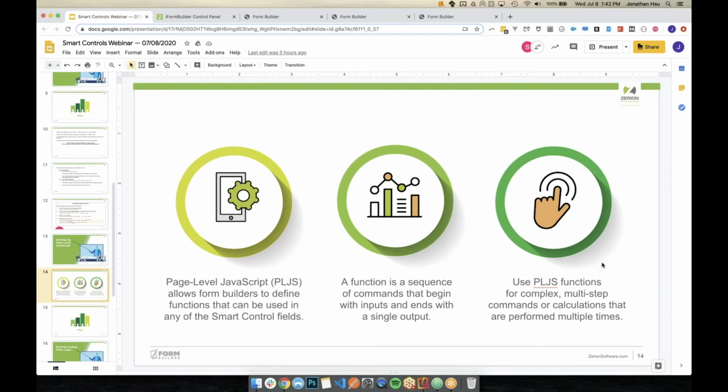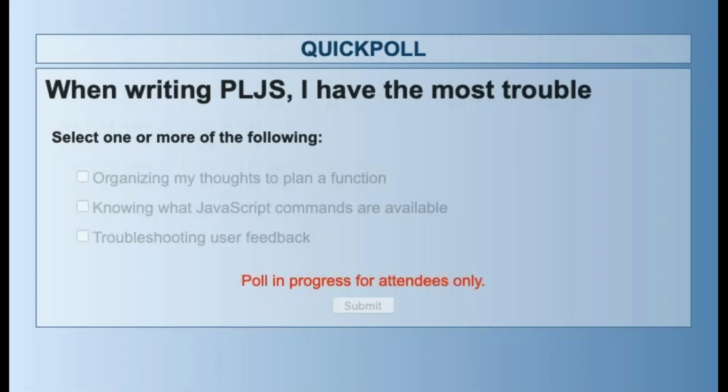So to round out the page level JavaScript section, I had a real quick poll here. This is a multi-select, just like one of the earlier polls, but I just wanted to get a sense from the audience, when you're working with page level JavaScript, where you have the most trouble. And what this is really going to indicate to us is where you are in terms of your experience working with page level JavaScript. Okay, we'll wait a little bit for these responses to come in.